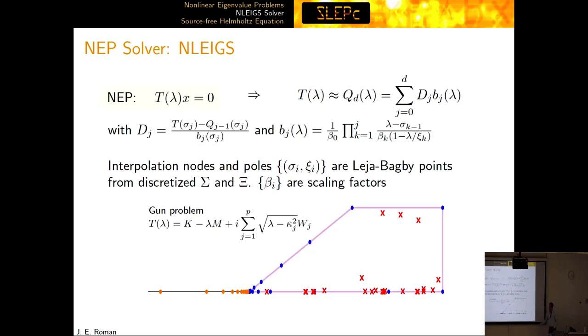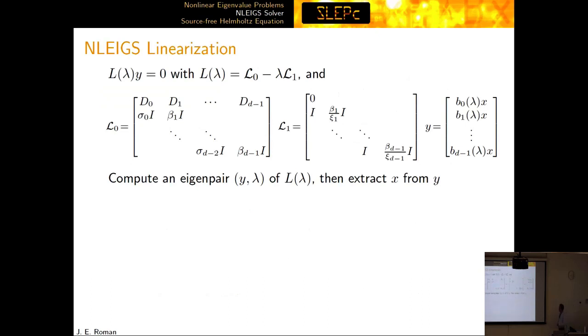Now the second part is the linearization. The linearization is done in a similar way as in polynomial eigenvalue solvers, which is to build a linear problem of size d times the number of degrees of freedom. So we start with a problem of size n, and we create a linear problem of size d times n, where d is the number of terms of the approximation. That can be very large, like 20 or 30. So these matrices are very, very large, and we must solve a linear eigenvalue problem associated with this.